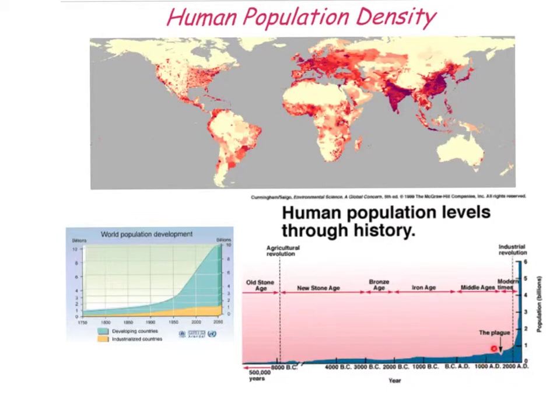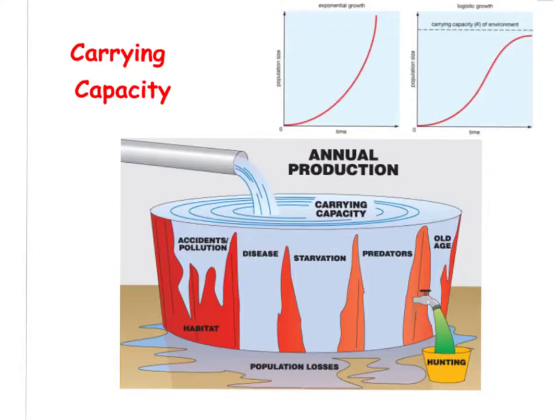Here is where the plague occurred. You can see that there was a population decrease right there. There's the Industrial Revolution, and you can see that population density has increased dramatically very recently in the overall history of recorded history for human population. That brings us to an important term in population dynamics, and that's called carrying capacity. What is carrying capacity?